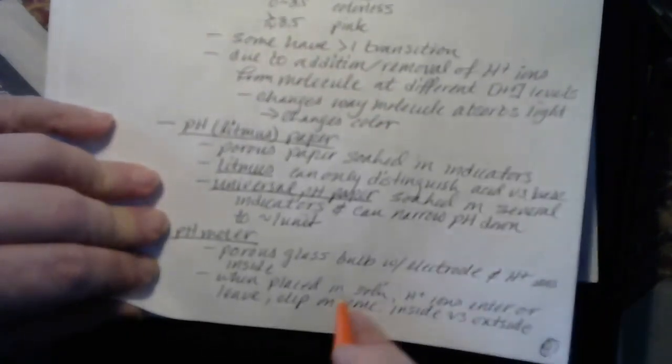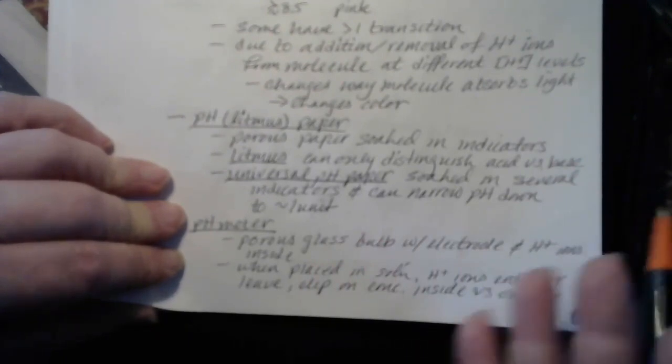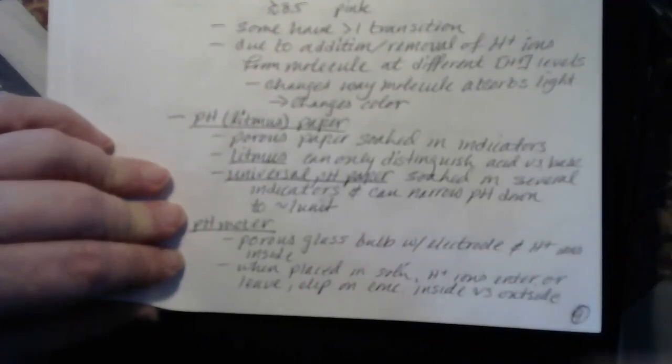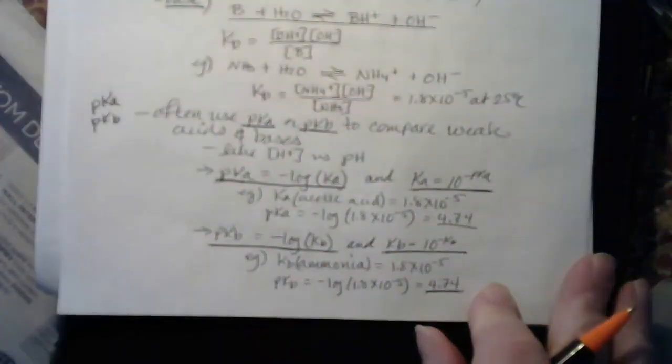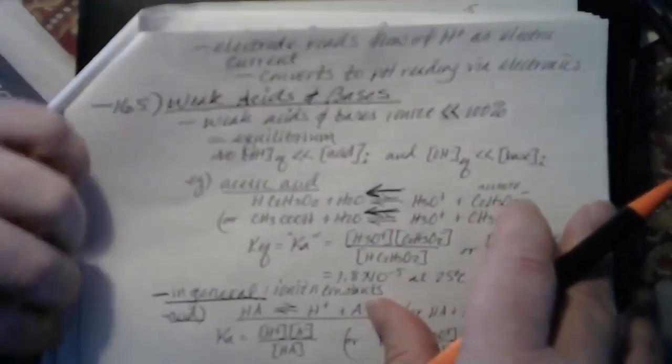And the electrode measures that electrical current because H+ ions have a positive charge on them. So when they move from one place to another, that's an electrical current. And the electrode measures that, and the electronics inside the instrument can convert that to a pH reading. And so the pH meters are very versatile.